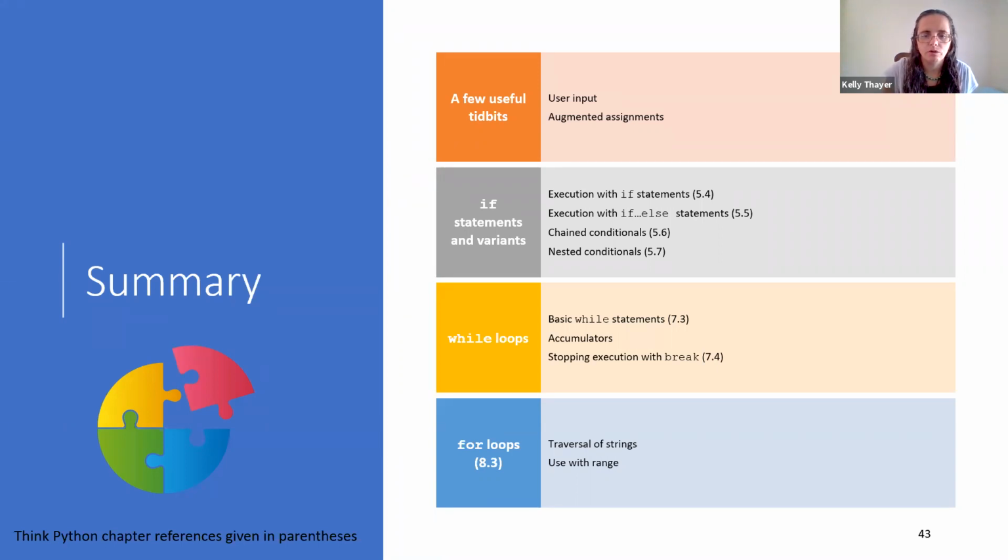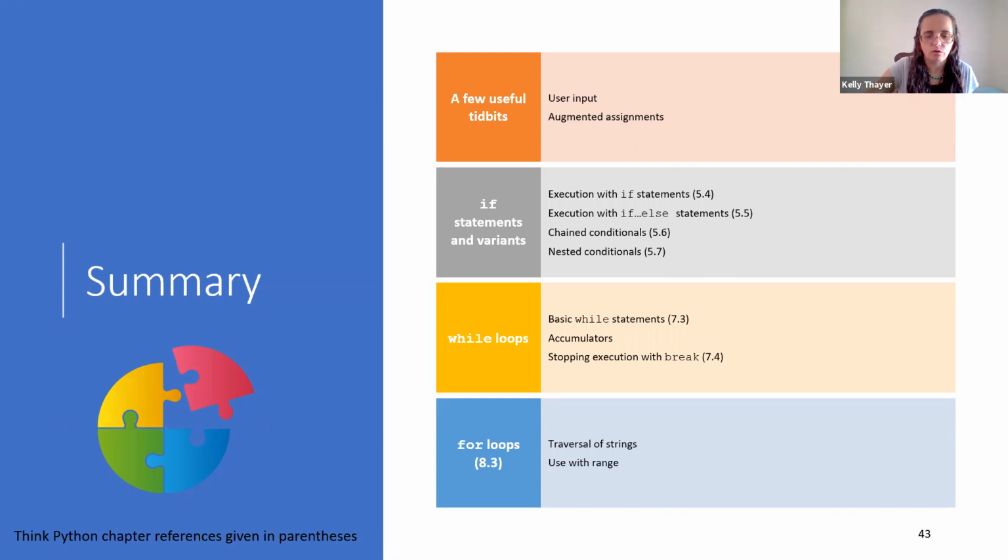We've also talked about while loops. We talked about the basic while loop statements, the accumulator, and how to stop execution with break. Finally, we talked about for loops. We talked about their capabilities to traverse strings, and we use them with range.